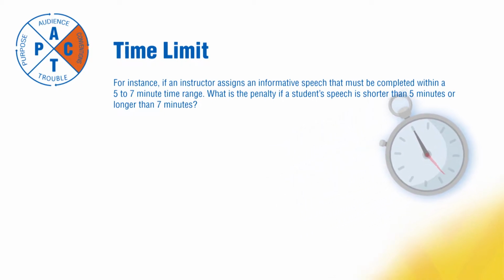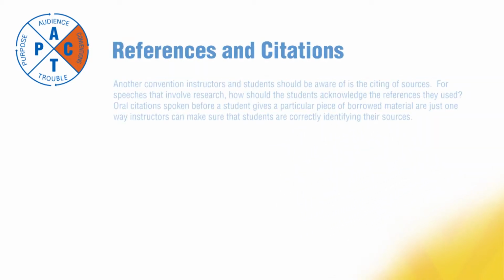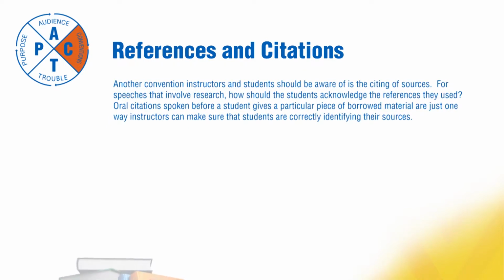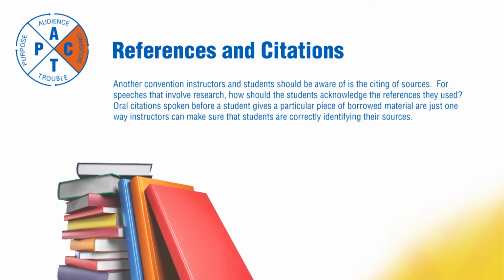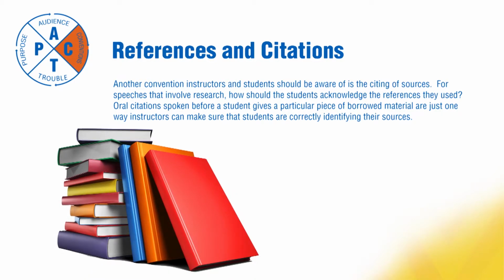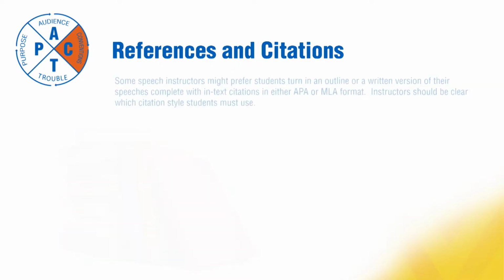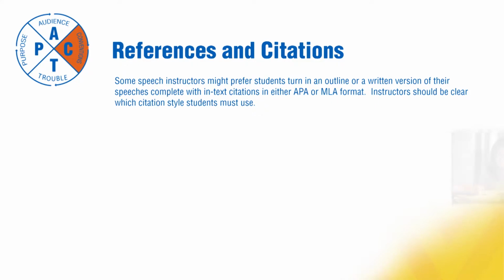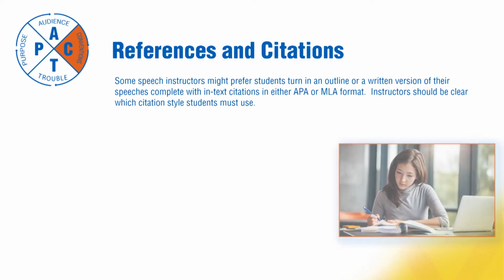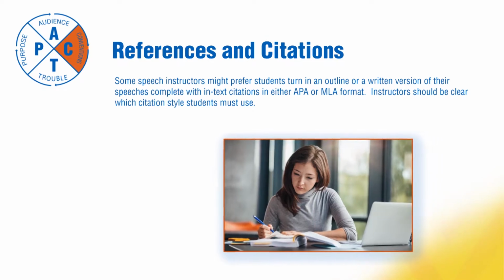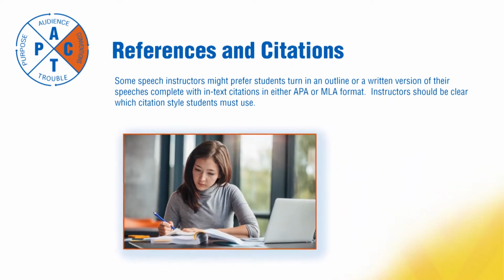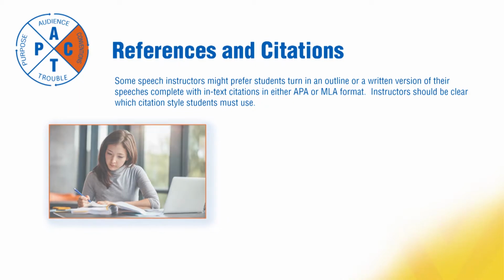Another convention instructors and students should be aware of is the citing of sources. For speeches that involve research, how should the students acknowledge the references they use? Oral citations spoken before a student gives a particular piece of borrowed material are just one way instructors can make sure that students are correctly identifying their sources. Some speech instructors might prefer students turn in an outline or a written version of their speech, complete with in-text citations in either APA or MLA format. Instructors should be clear which citation style students must use.